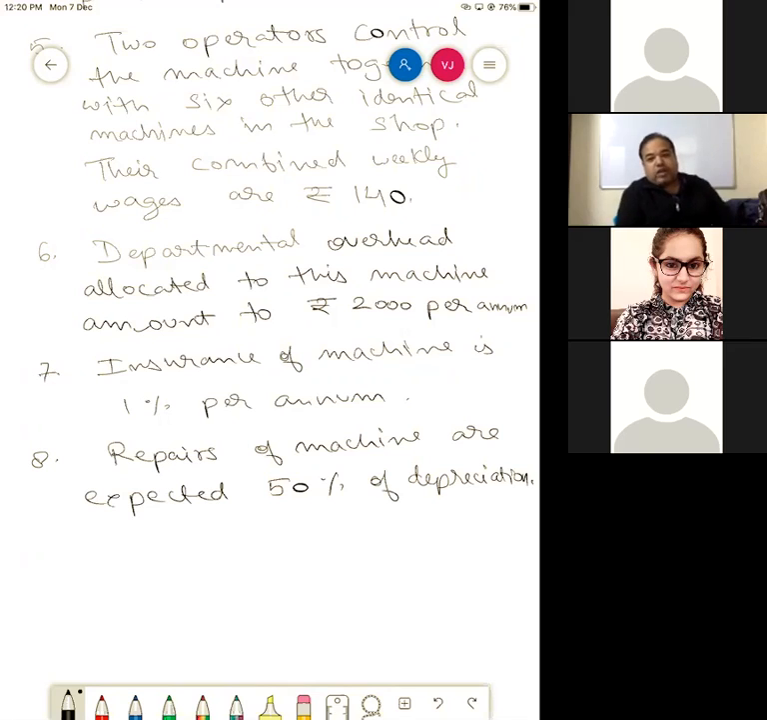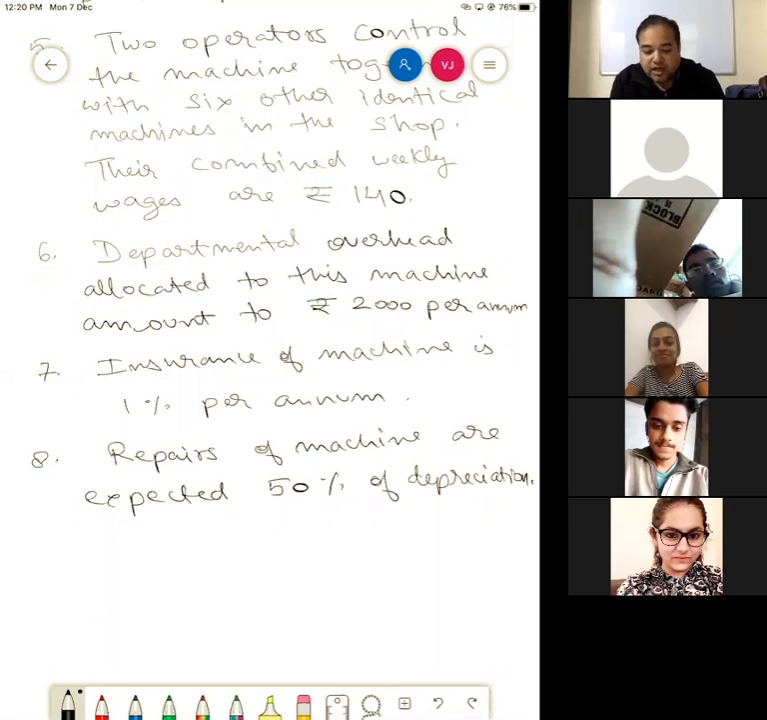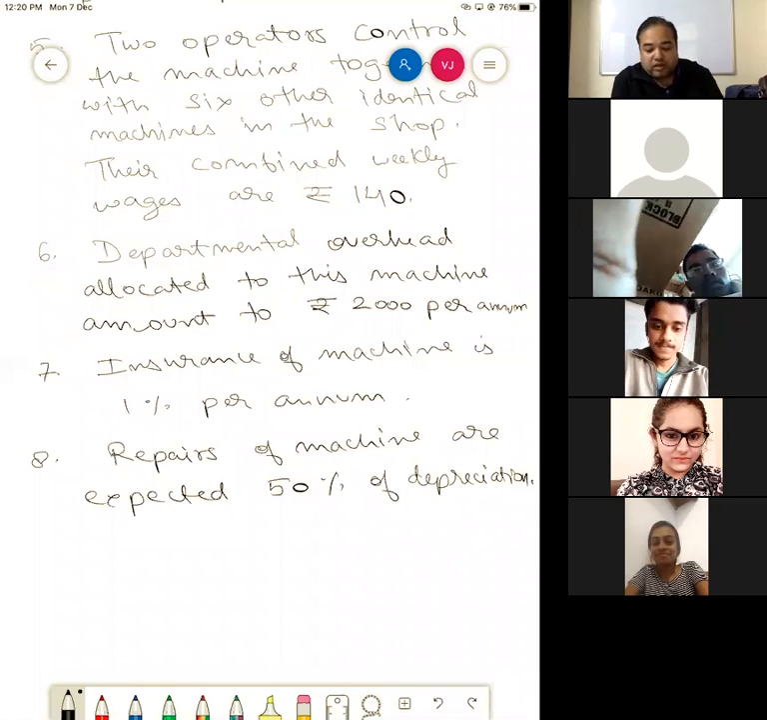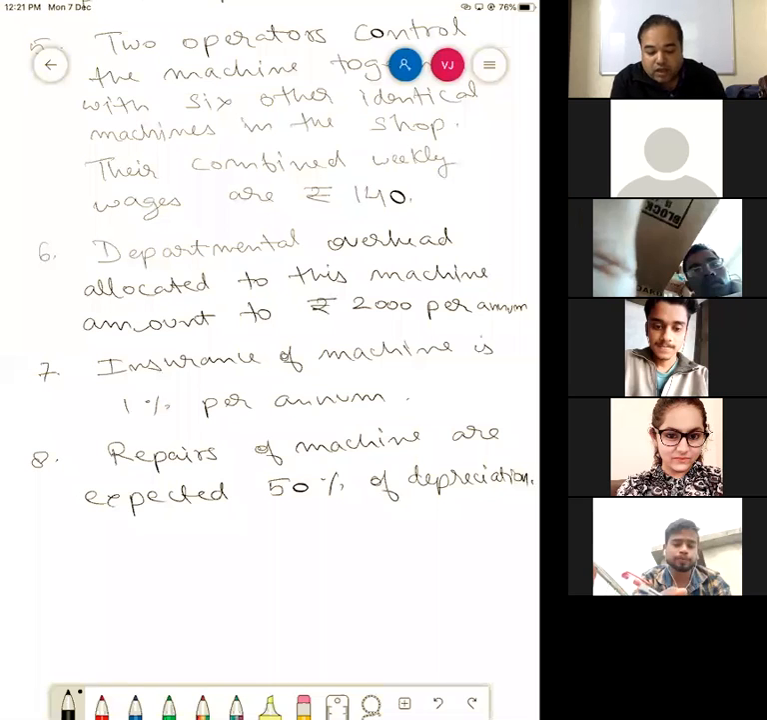So first we have to calculate depreciation, then we have to calculate repair on that depreciation. Now how we are going to calculate depreciation? In this question you can see that cost of the machine is rupees 10,000, scrap value is 1,000. So 10,000 minus 1,000, now divided by your expected years, 10 years, into 2,000.